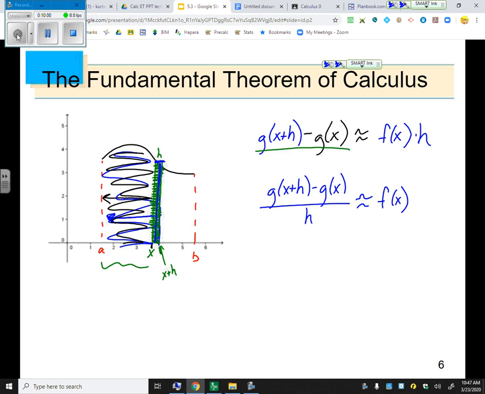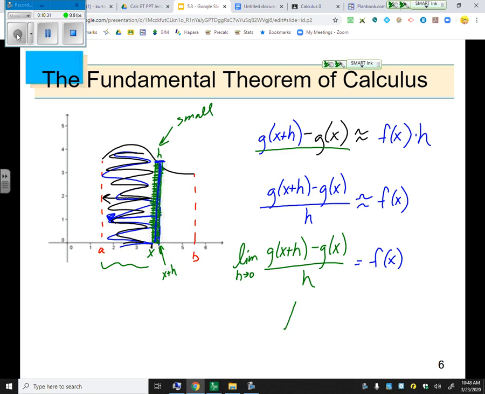And then, remember, I'm wanting h to be as small as possible. So small that it's approaching 0. So I could end up taking the limit as h approaches 0 of this function. And that should equal my function. I hope this looks familiar, because all this guy is right here is my derivative of g.